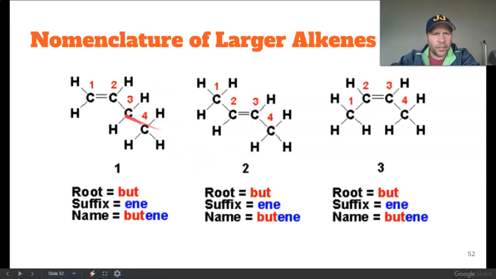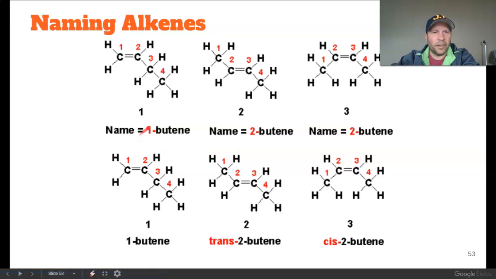We're going to do some nomenclature of larger alkenes, nothing crazy. This is 1, 2, 3, 4. This is butene. 1, 2, 3, 4. This is butene, and 1, 2, 3, 4. So all 3 of those were still considered butene, but you can notice that they are completely different structures or different 3-dimensional versions of the same molecule. So let's check out how we name these things, all right?